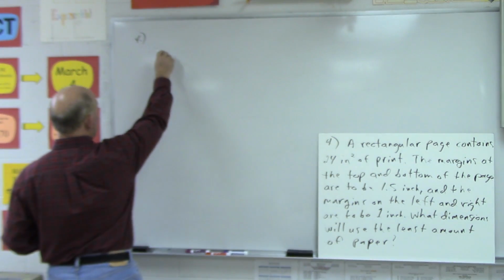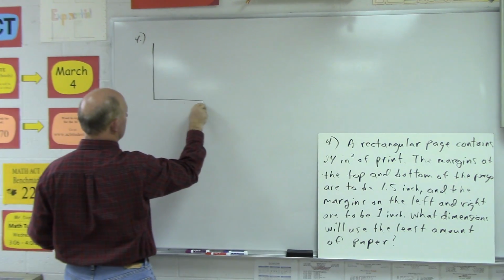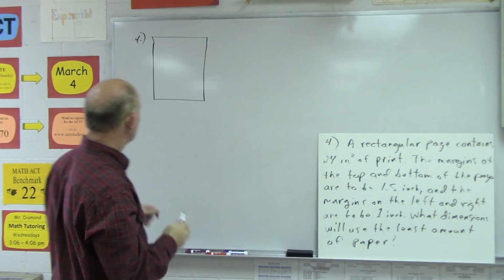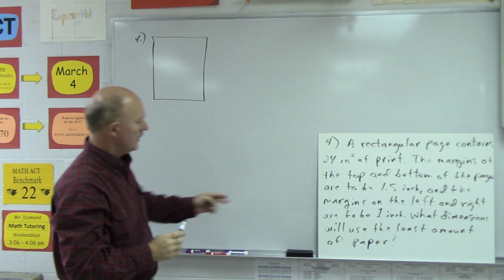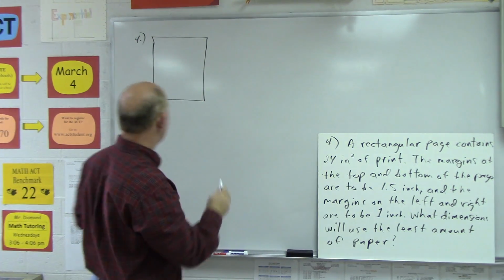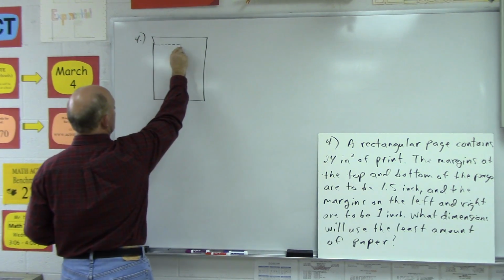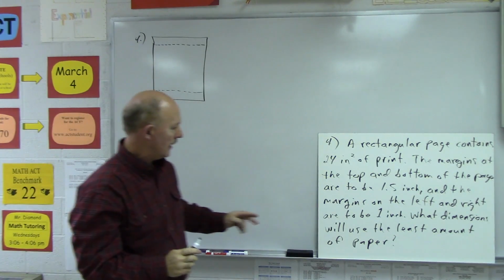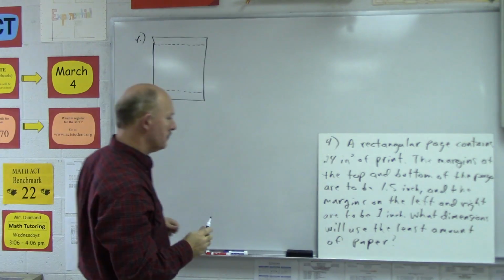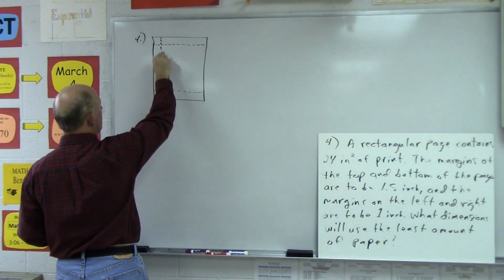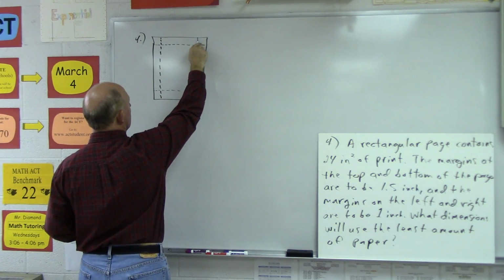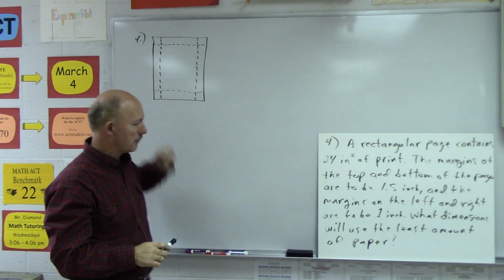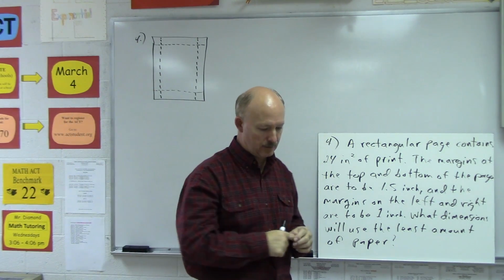So you're talking about a piece of paper basically, something like this. So we're talking about a sheet of paper, and you've got some print, so you've got a margin at the top. At the top and the bottom, the margins are 1.5 inches. On the left and the right, the margin is going to be 1 inch. And in the middle, you've got the print. So what dimensions will use the least amount of paper?